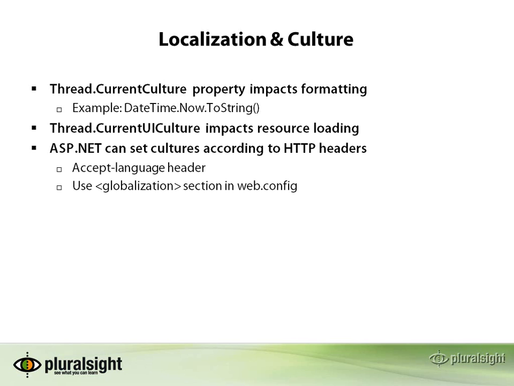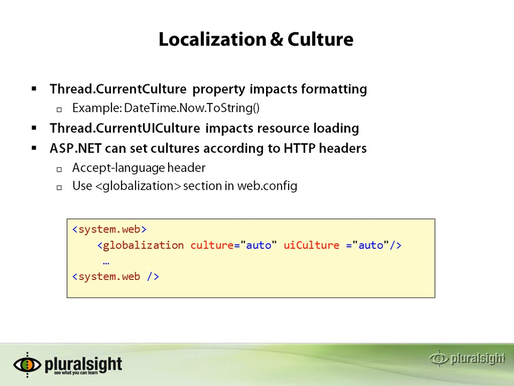You can set these properties with your own code. For example, when you have one of those sites where you let the user select what language they want to see, then that would be a scenario where you set these properties manually. Or you can let ASP.NET set these properties for you. ASP.NET will set the properties based on the accept language HTTP header that the client's browser sends. In order for ASP.NET to do this automatically, though, you have to add a globalization section to your web.config file and set the culture and UI culture attributes to auto. Let's see how these settings impact our site.